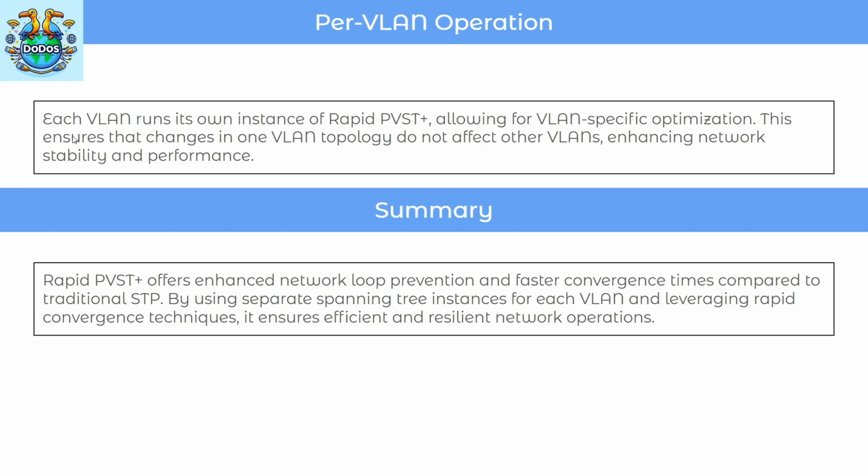Per-VLAN operation is when each VLAN runs its own instance of Rapid PVST+, allowing for VLAN-specific optimization. This ensures that changes in one VLAN topology do not affect the other VLANs, enhancing network stability and performance. So, let's go over the summary. Basically, Rapid PVST+ offers enhanced network loop prevention and faster convergence times compared to traditional STP. By using separate spanning tree instances for each VLAN and leveraging rapid convergence techniques, it ensures efficient and resilient network operations.